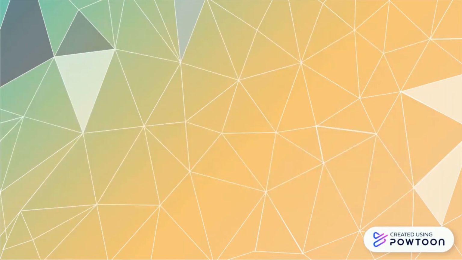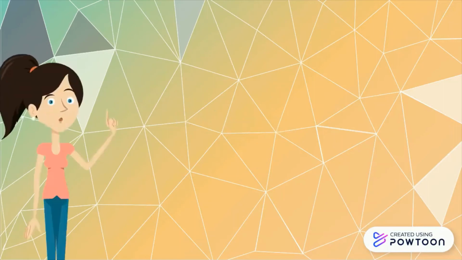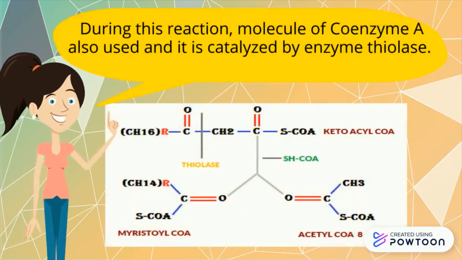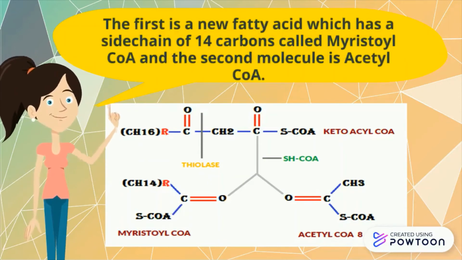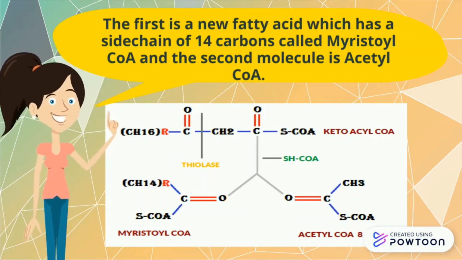The last reaction of beta oxidation in the mitochondrial matrix is called thiolysis, which means a cleavage reaction. During this reaction, a molecule of coenzyme A is also used and it is catalyzed by the enzyme thiolase. The ketoacyl-CoA is then broken down into 2 molecules. The first is a new fatty acid which has a side chain of 14 carbons called myristoyl-CoA, and the second molecule is acetyl-CoA.